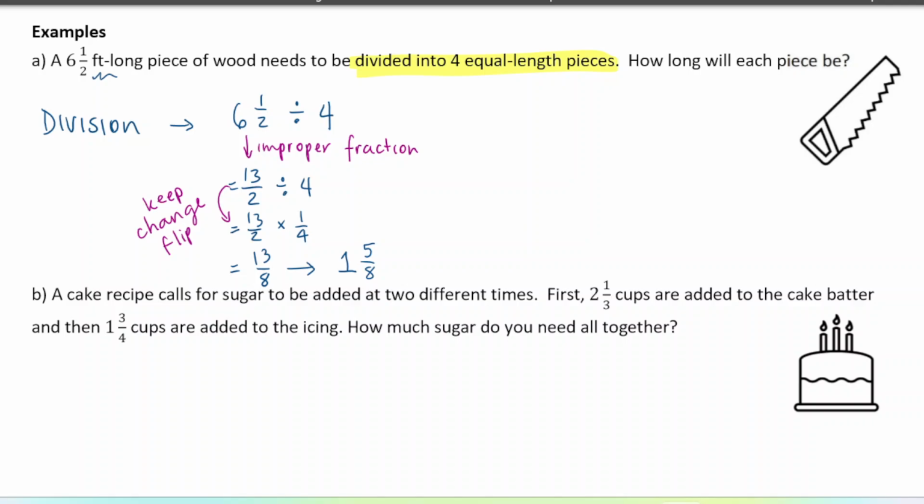So that would be the final answer, and we would always want to write a little sentence for our final answer. To write your sentence, you can just start with the question. So it's like, how long will each piece be? Each piece will be 1 5/8 feet long.